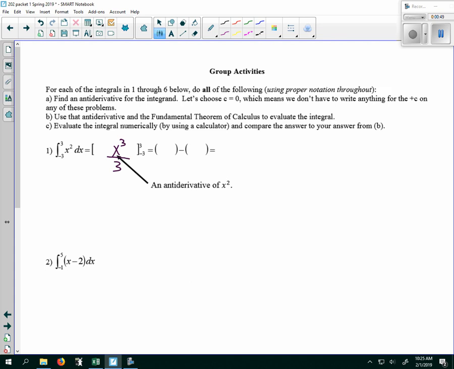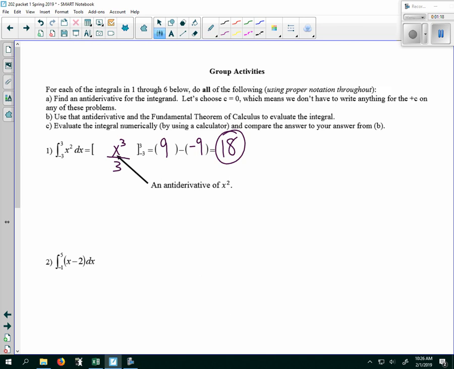So I bring the 3 down. It's going to cancel with the 3 in the denominator. And then I get x squared. So I'll get 3x squared over 3. 3 is canceled. All right, now I'm going to evaluate from -3 to 3. So I plug a 3 in first. So that becomes 27 over 3, which is 9. Then I plug in a -3, which is -27 over 3, which is -9. 9 minus -9 is 18.